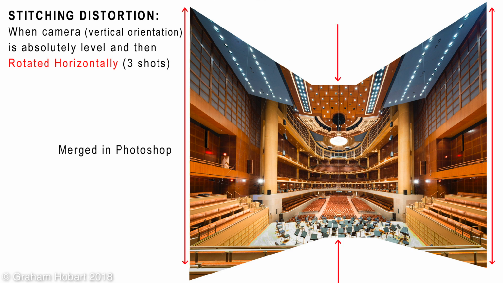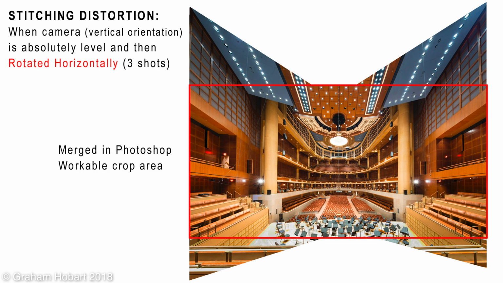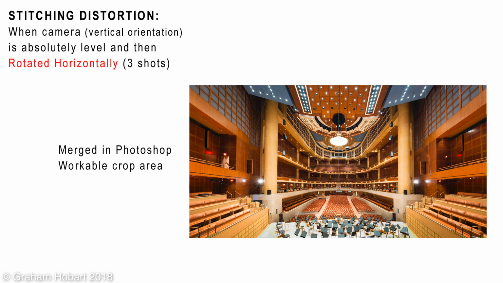In order to make these pieces fit together, the program has had to stretch the pixels on the extreme right and extreme left and compress the pixels in the center of the image to get these things all to fit together. And the workable crop area is that area in red. So that ends up being the finished picture.